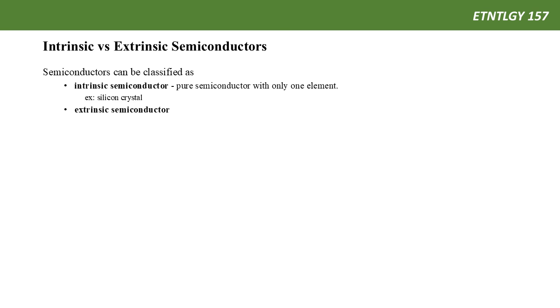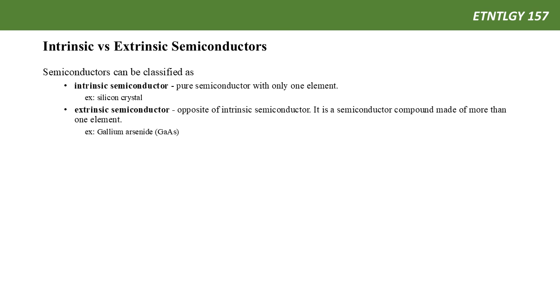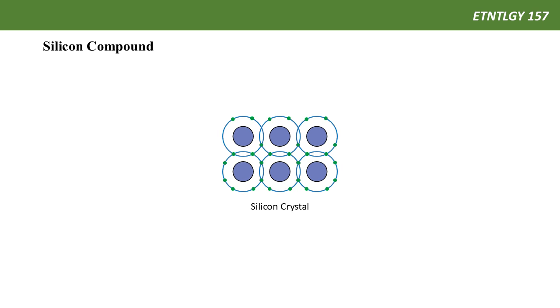An extrinsic semiconductor is the opposite of an intrinsic semiconductor. It is a semiconductor compound made of more than one element. One example is gallium arsenide. Now let's learn a very important topic in this chapter. It's called the flow of holes.